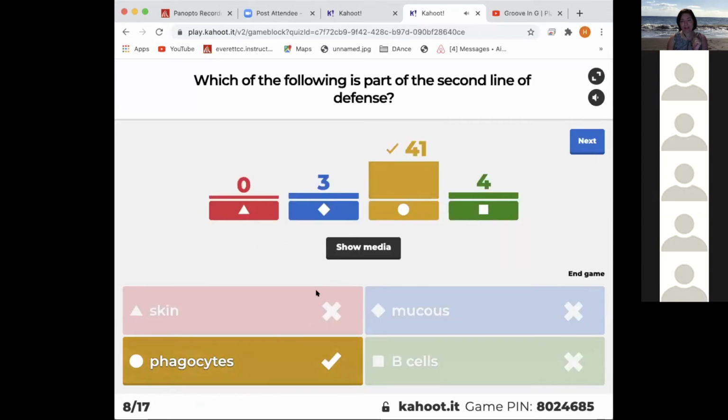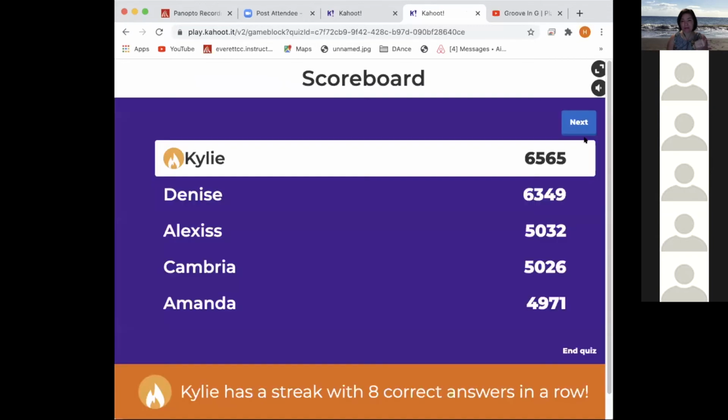Is phagocytes, right? So skin and mucus, part of your primary or your first line of defense. B cells, part of your third line of defense.